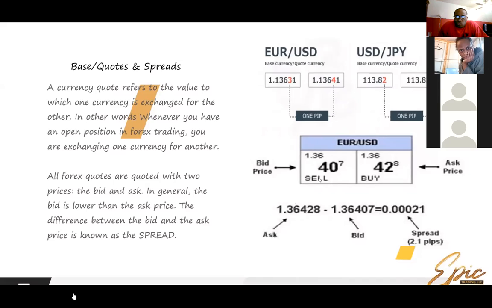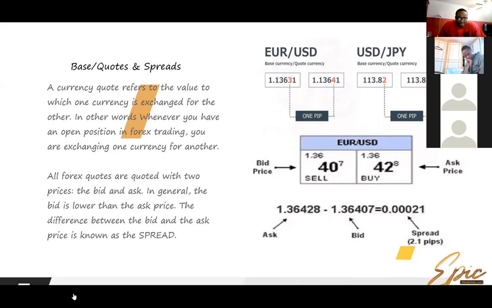So let's say the bid price for the Euro was this, and the ask price was this right here. The difference between the two is a spread of 2.1 pips. You will begin to understand this again as you are placing trades. The bid is the price at which your broker is willing to buy the base currency in exchange for the quote currency.